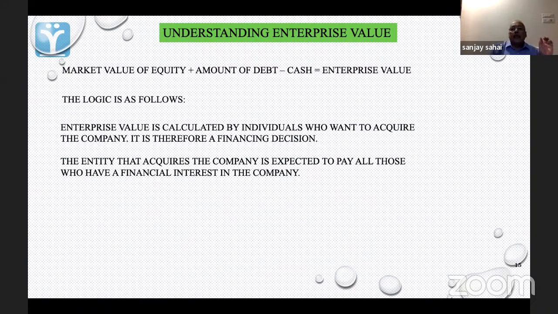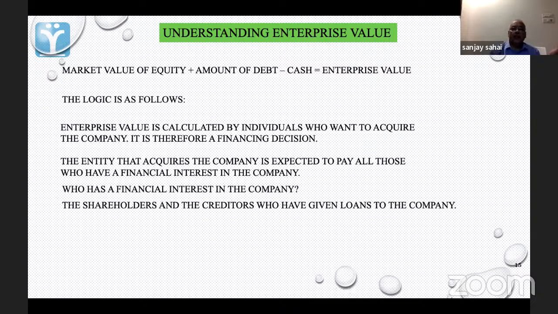Enterprise value is calculated by individuals who want to acquire the company. So it's basically a financing decision. The entity that acquires the company is expected to pay all those who have a financial interest in the company, the owners of the company or anyone who has a financial interest in the company. So there are two categories. Who are the owners? The equity shareholders. So who has a financial interest in the company? The shareholders and the creditors.